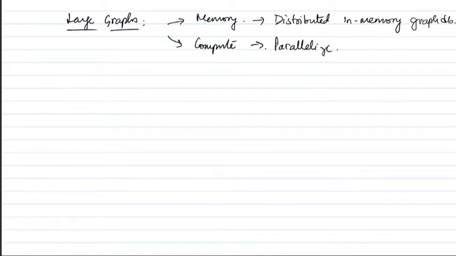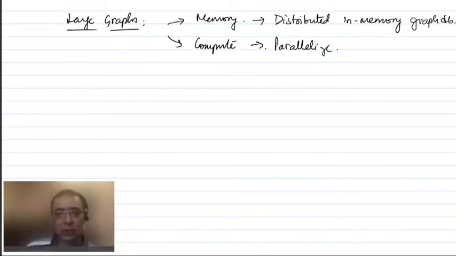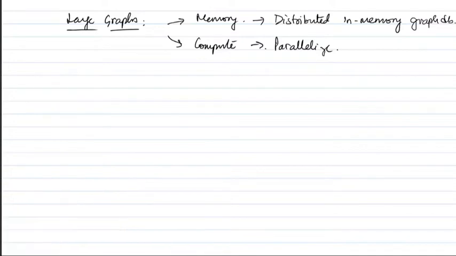Even if you look at it from the memory perspective, once you've distributed the graph because of memory or whatever, now you have to design new algorithms, right? You can't run your sequential algorithms. So you need your distributed or parallel algorithms in order to process the graphs. Okay.